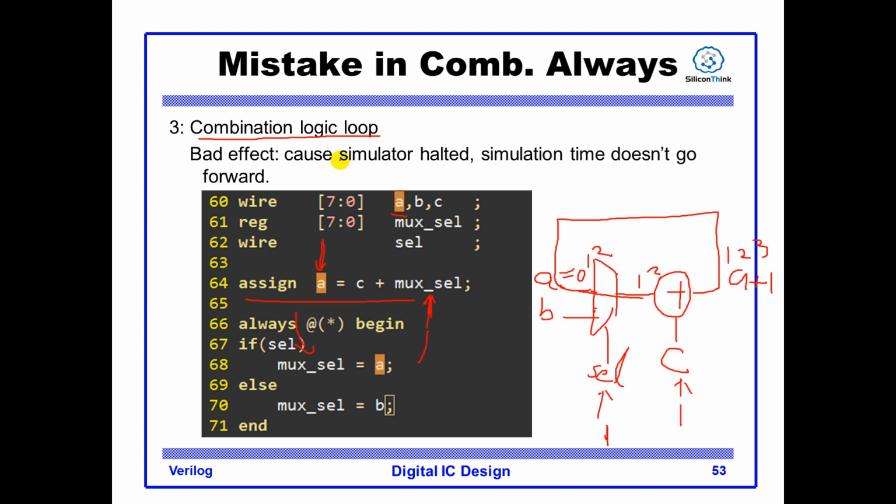So this will cause the simulator to halt. The simulator can't end this loop, so the simulation time can't go forward. You can say the simulation time will be stuck at 10 nanoseconds or some other time. It can't increase the time to 11 nanoseconds. So if your simulation is halted and the simulation time doesn't go forward, you have to check whether there is a combinational logic loop in your design.